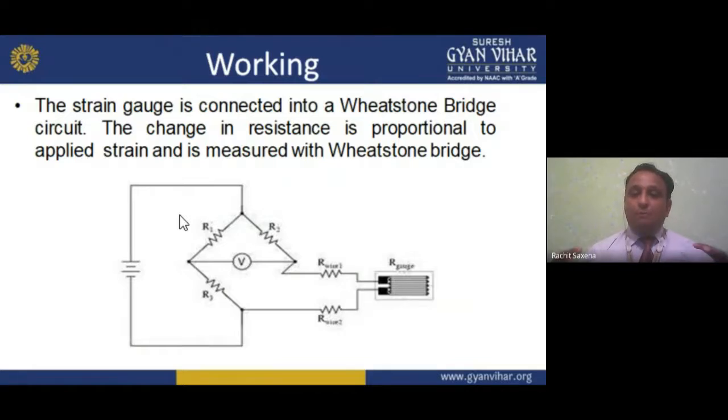The quantity of strain we apply is proportional to the change in resistance, and it is measured by the Wheatstone bridge. Have you understood the whole concept of the strain gauge? If I apply some strain on the gauge, that strain is proportional to the change of resistance in the Wheatstone bridge. So the resistance changes due to that strain. I hope you understand the working.